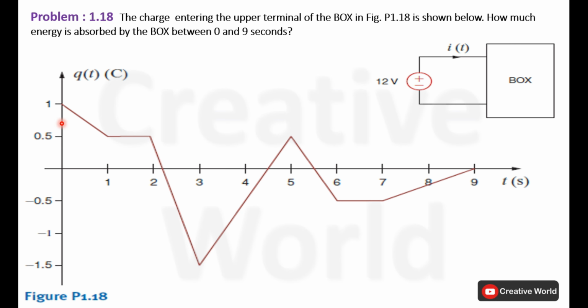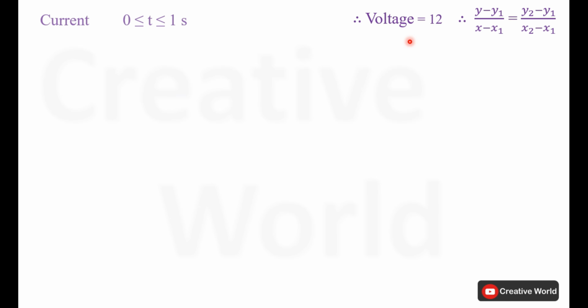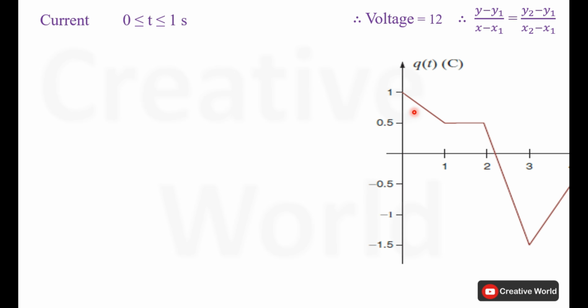Firstly, we will be using the straight line equation because we have some straight lines in this plot of charge. Secondly, we have 12 volts. In order to calculate energy, first we should have the value of current. We have the plot of charge. From this graph, we can calculate the current.